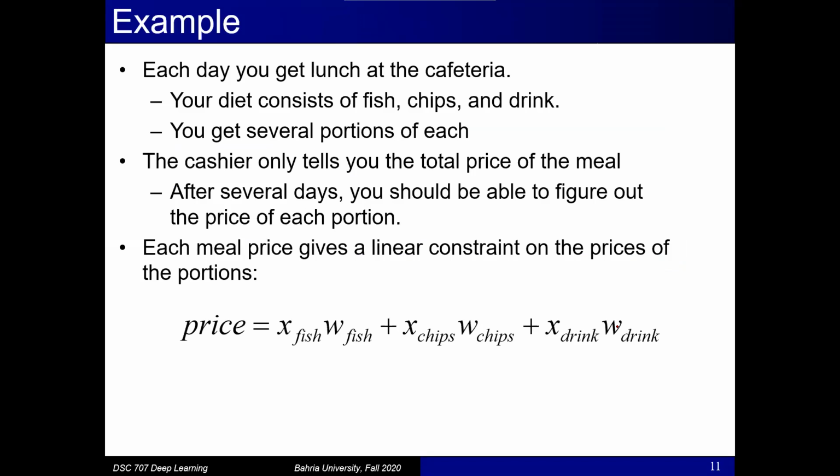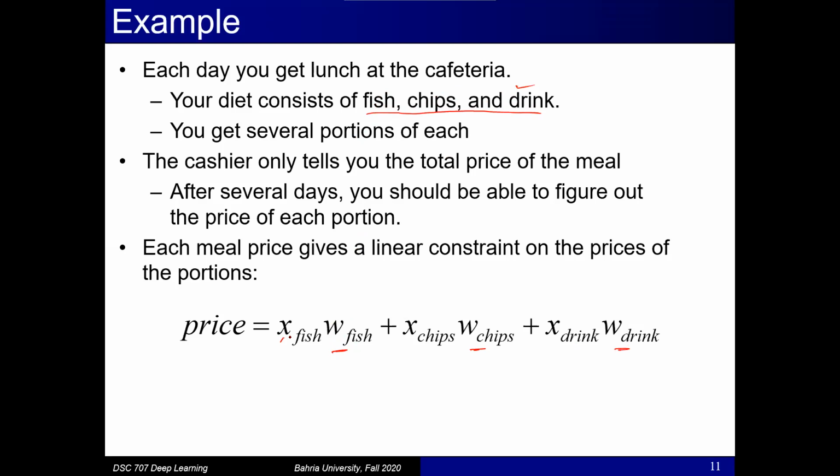Okay, so in order to understand the perceptron, we take this classical example. It's a good example that will illustrate how the perceptron works. Suppose at your workplace you visit the cafeteria daily, and you get lunch, and your lunch every day comprises these three items: some portions of fish, some portions of chips, and some portions of drink. And you don't know the prices of these individual items. So maybe this is the price of fish, this is the price of chips, and this is the price of drink, but you don't know these prices.